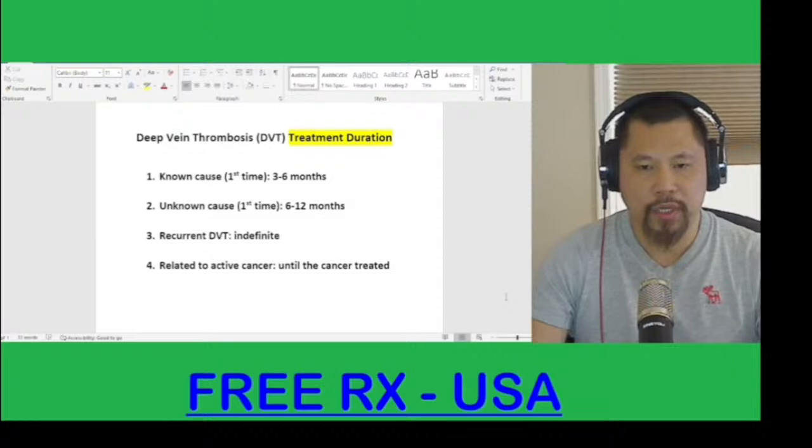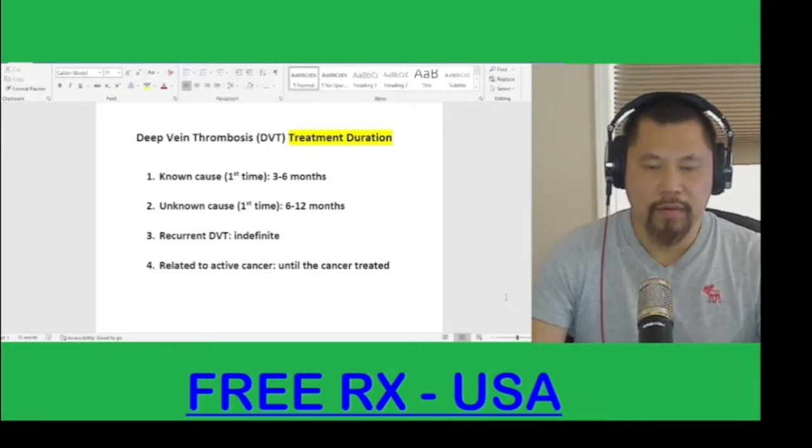A blood thinner medication for about 3 to 6 months if you know the cause of the blood clot, and if that blood clot is the first time in your life. If you don't know the cause of the blood clot in your leg, then you might need to take it for 12 months if that is the first time you have a blood clot in your leg.